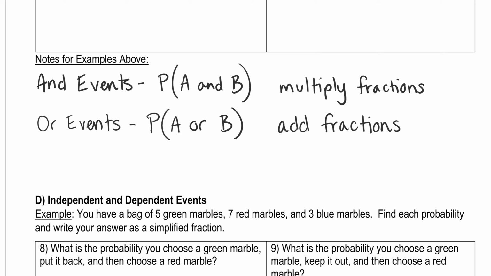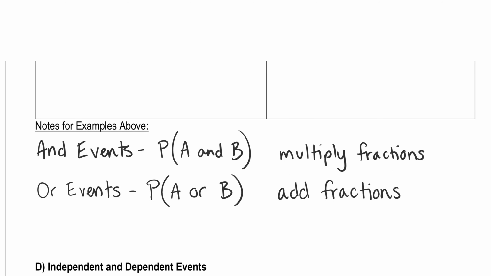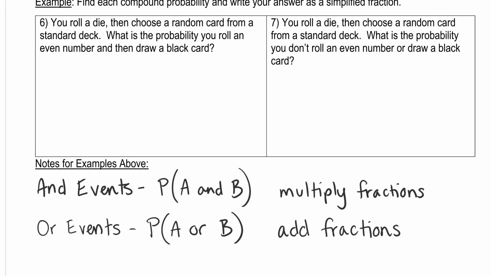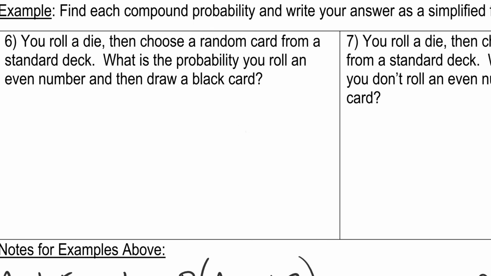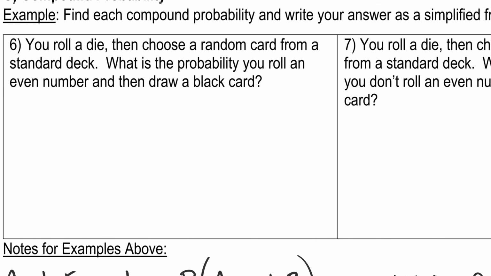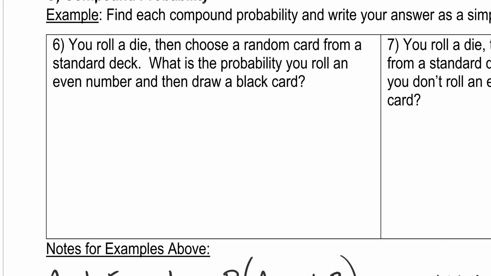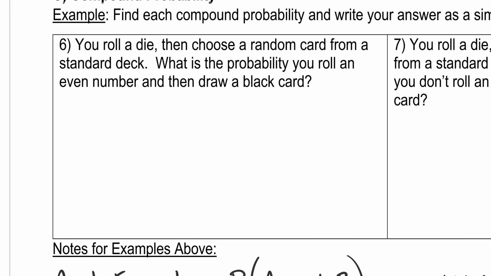So those are my two compound events, the types that I have. So I'm either going to multiply or I'm going to add. Those are the only two things I can do. Okay, so find each compound probability and write your answer as a simplified fraction. And again, sticking with fractions, I don't want decimals.